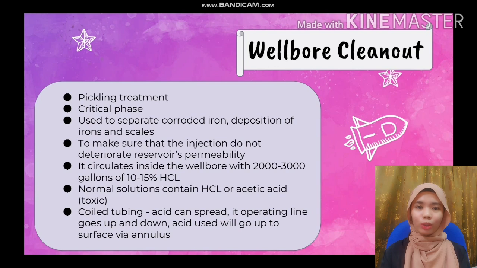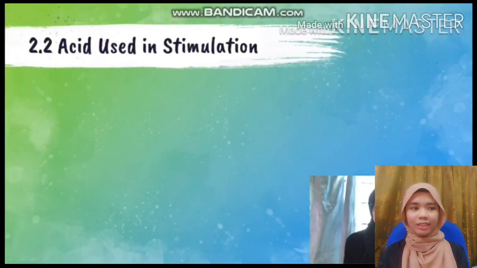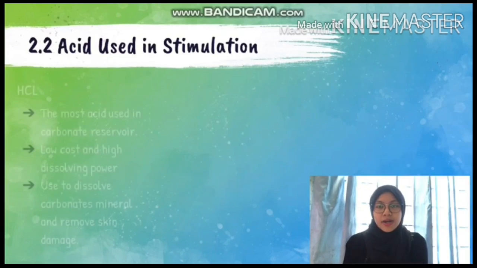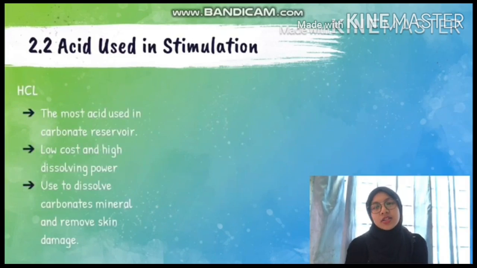This coiled tubing easily spreads the acid through the operating line, which goes up and down. Acid used will go up to the surface via the annulus. So I will explain about the acids used in the wellbore stimulation of matrix acidizing.